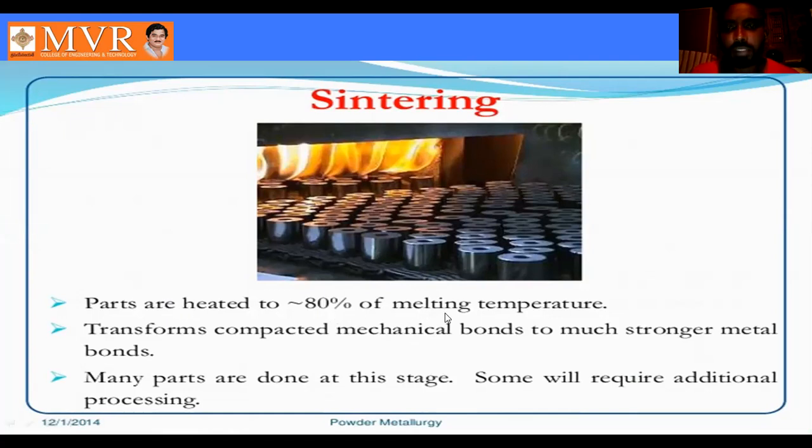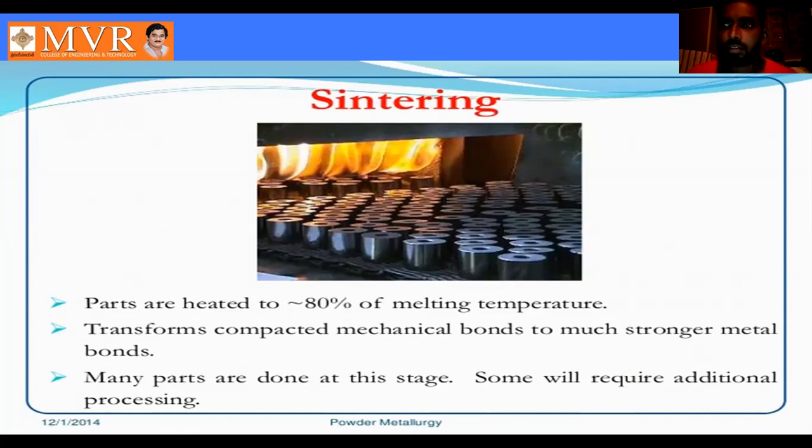Parts are heated to 80% of the melting temperature, transforming compacted mechanical bonds into much stronger metal bonds. Many parts are done at this stage. Some will require additional processing. By using this sintering heating process, the bonds form very strongly. Before heating, the bonds are not formed strongly. After heating, the bonds are formed very strongly, so the metal becomes much stronger. After that we can use the metal.